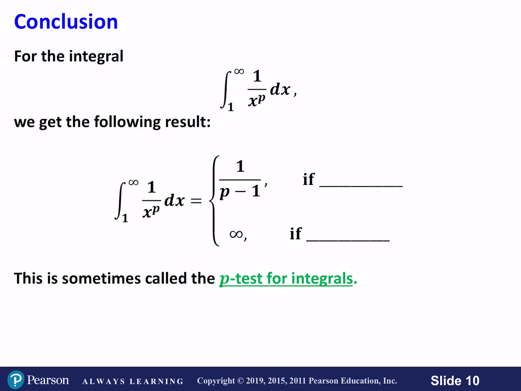Okay, so summarizing. If we have the integral from 1 to infinity of 1 over x to the p dx, we get the following result. This is equal to 1 over p minus 1 if p is greater than 1, and it is equal to infinity, i.e. it diverges, if p is less than or equal to 1.